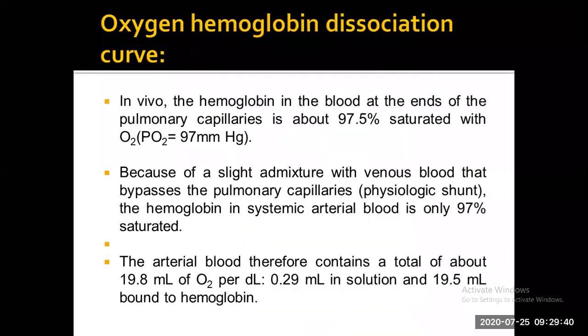Why does it happen? Because there is some slight admixture of venous blood that bypasses the pulmonary capillaries, that is physiologic shunt. So there is some physiologic shunt that causes admixture of venous blood to the arterial blood. Always there will be a physiologic shunt. A small amount of venous blood is always mixed with your arterial blood through the pulmonary capillaries. That's why 97% saturation occurs. 3% cannot be reached always.